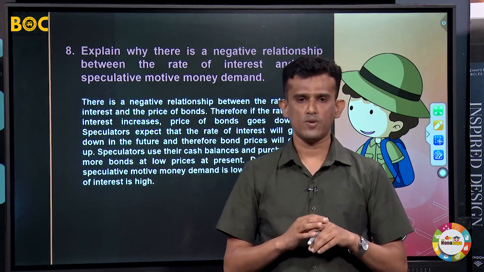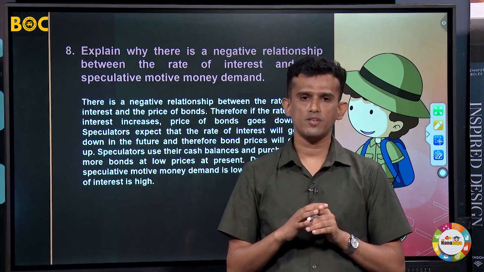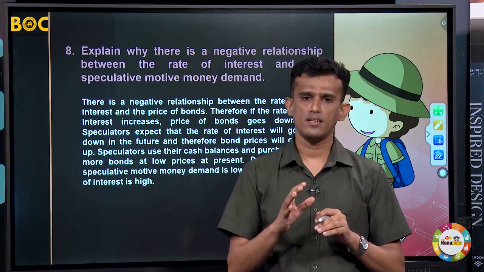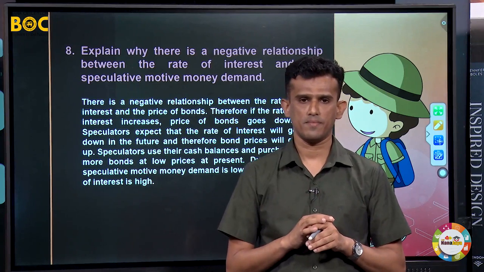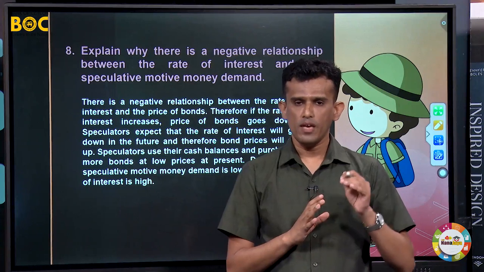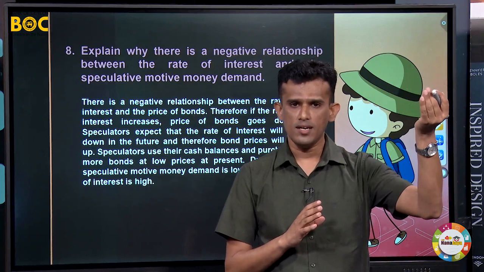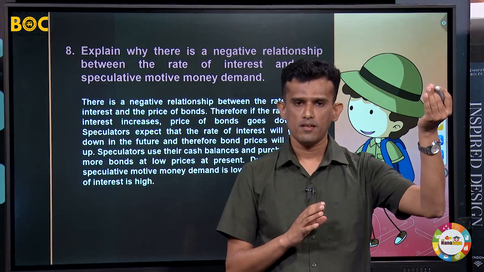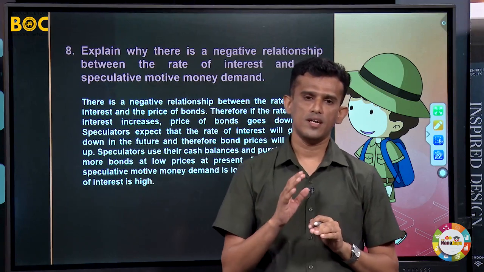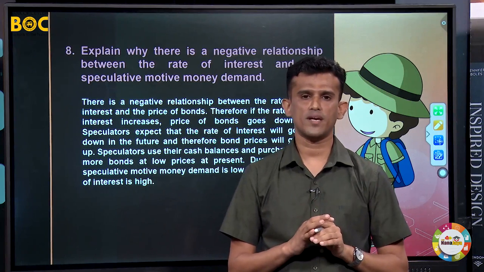Therefore, there is a negative relationship between the interest rates of the economy and the bond prices. So if the current rate of interest of the economy is high, the bond prices of the economy should be low. Why? There is a negative relationship between the rate of interest and the price of bonds.